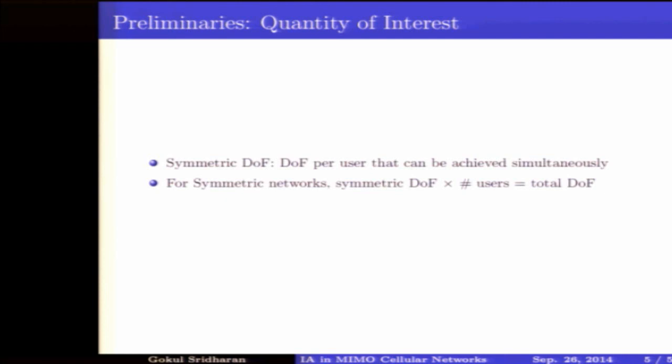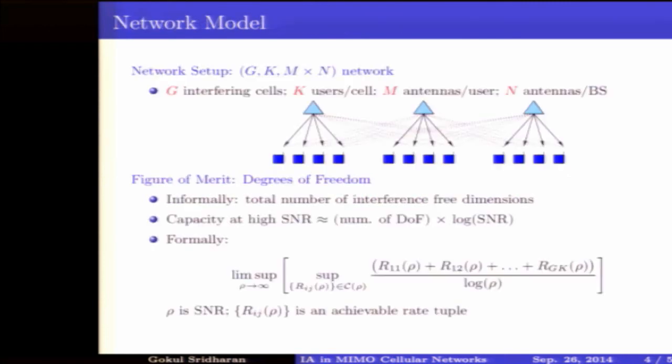Did you say what it means to be G interfering cells? Oh, sorry. I just meant to say that I have G base stations, and everyone hears everyone else. It's a wireless medium, same spectrum, same frequency. So is it different than just saying I have G times N antennas over there?